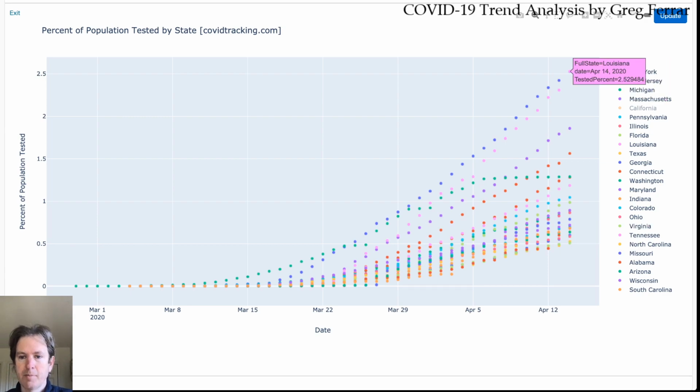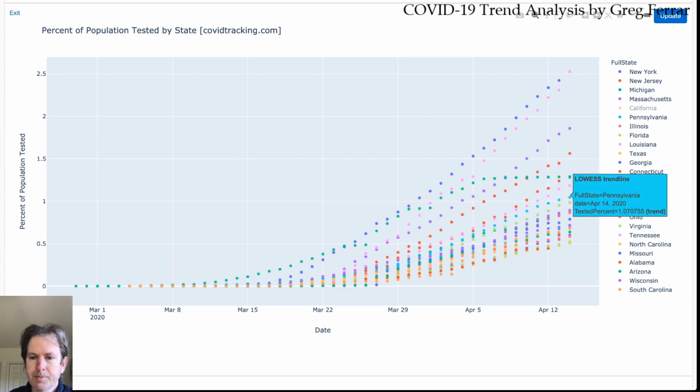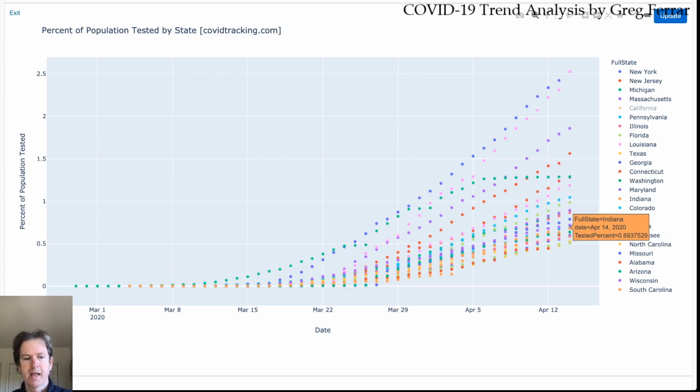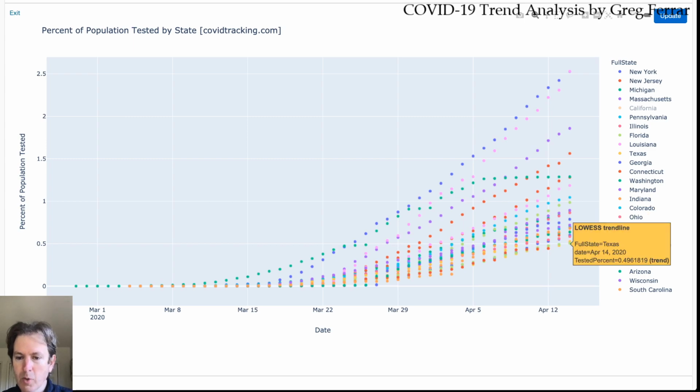Up at the top, we've got Louisiana, which is the very best right now in testing, having passed New York. Louisiana with 2.5% of the population tested. New York's close to that. Massachusetts, New Jersey, and Washington State, as we've seen, have leveled out in testing because they more than anyone seem to have gotten over this thing. Connecticut, Tennessee, lots of good testing. Anyone above 0.4% is doing adequately.